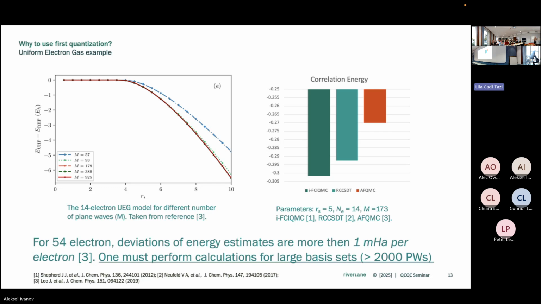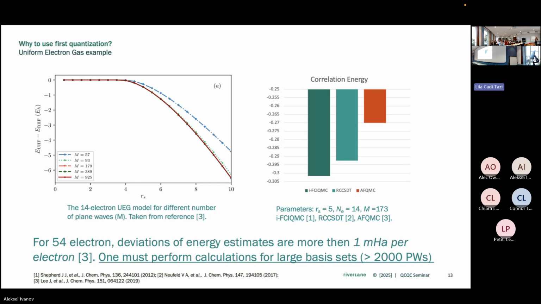So it just indicates this is hard calculations, and this is just a small system with 14 electrons and 173 orbitals. But then we need to scale this. We want to calculate larger systems, for 54 electrons.